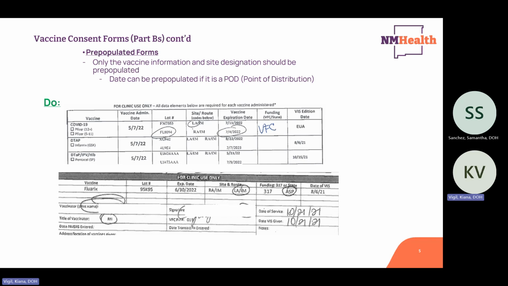Pre-populated forms, only the vaccine information and site designation should be pre-populated. The date can be pre-populated if it is a point of distribution. So below are examples of what accurate pre-populated consent forms should be. The top example is from a VFC consent form, and the bottom is from an adult consent form. As you can see, each field is pre-populated corresponding to each vaccine. And when being filled out, the vaccinator can just circle the information for each vaccine that was given. This is very helpful and efficient for both the vaccinator and biller because of how clearly everything is indicated.